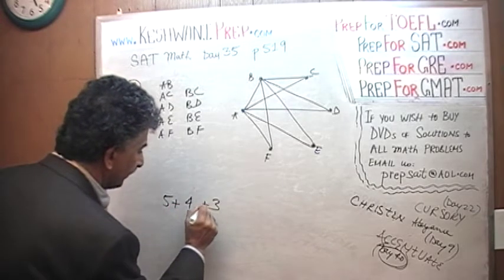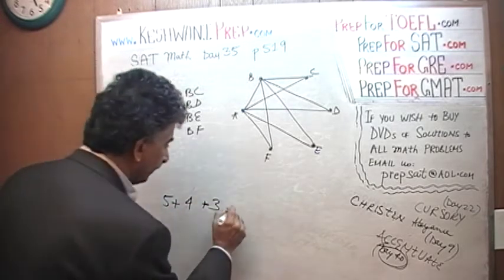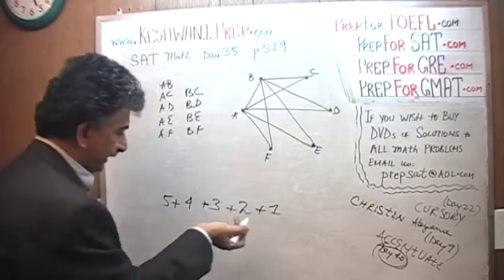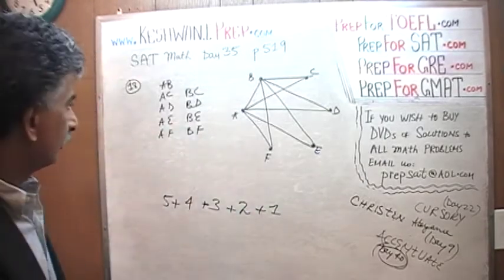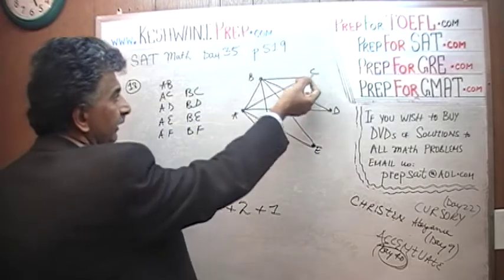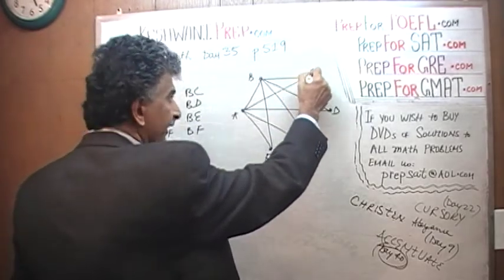Then now we're going to have 3 possible lines, and finally we're going to have 2 possible lines, and then finally 1 possible line. That's it. That's your answer. I'm going to show you. So starting from point C, we'll go in sequence, don't skip anything.